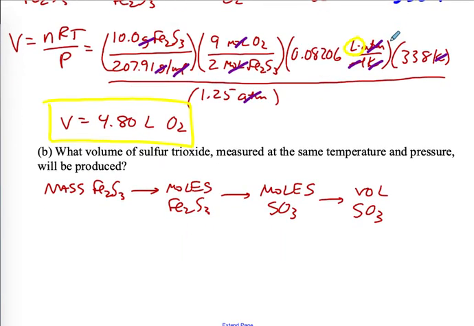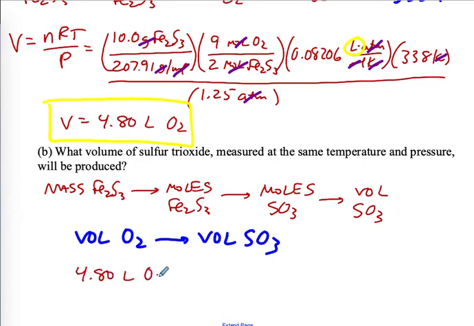So just to make this very clear, what we're going to do is simply go from the volume of O2 directly to the volume of sulfur trioxide. So I will take the 4.80 liters of O2 that we calculated in the first step, multiply that by a volume ratio. That gives me liters of sulfur trioxide produced per liter of O2 reacted.